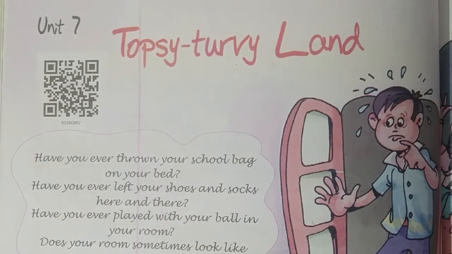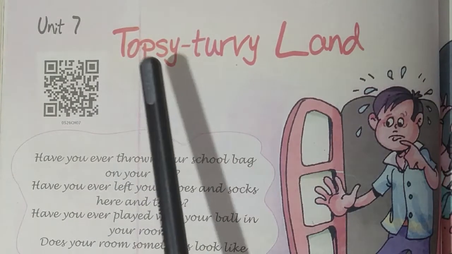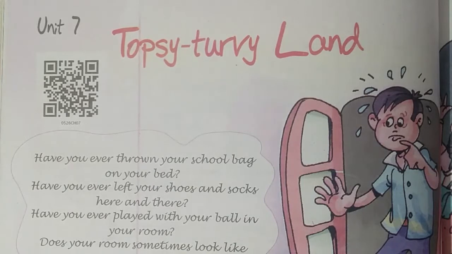Dear children, here is a poem, Topsy-Turvy Land, written by H.E. Wilkinson under Unit 7 of our textbook. Here we will study about a place or a land which is just opposite of what happens in our land. That is why the title of the poem is Topsy-Turvy Land.